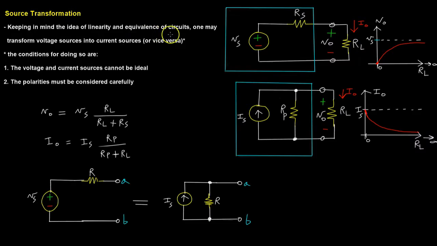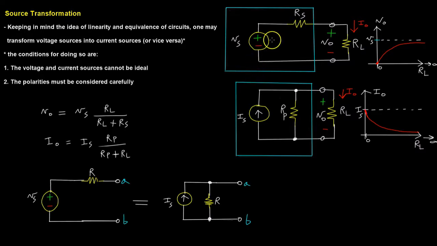So if you keep in mind linearity and equivalence, you're able to transform a voltage source into a current source and vice versa. There are two conditions that you must follow to be able to do this. The first one is that the voltage and current sources cannot be ideal, and we'll see why that is. So they have to be practical sources with some loss. And recall that losses are usually modeled by resistors. And the second condition is that the polarities must be considered carefully. So you definitely have to pay attention to the polarities of the voltage source or the direction of the current flow.